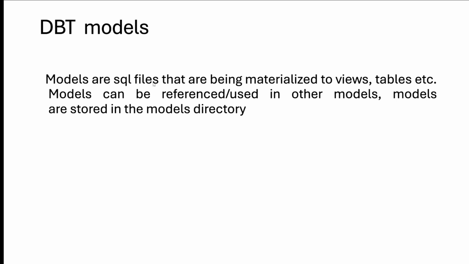So we've seen sources in action, and when defining sources, we actually showed how to create models using those sources. Now we need to understand what dbt models are. So what are models? Models are those SQL files you saw us create that are being materialized to views, tables, etc. There are other types of materialization also, like ephemeral and incremental materializations. A model can be referenced and used in other models as well. Models are stored in the models directory. You saw in VS Code that we created those models in the models directory.